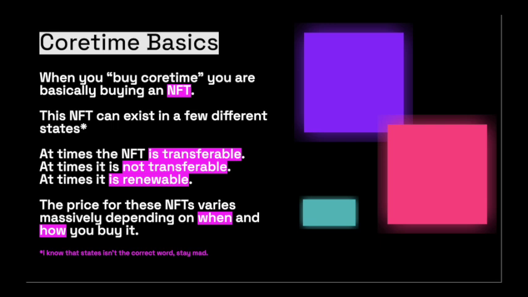When you buy Coretime, you're basically buying an NFT, and this NFT can exist in a few states. Sometimes it's transferable, sometimes it's not transferable, sometimes you can renew it, sometimes you can't renew it. And the price of that NFT can massively vary depending on when you buy it, how you buy it, all this kind of stuff. It affects your future renewal price, everything, right?